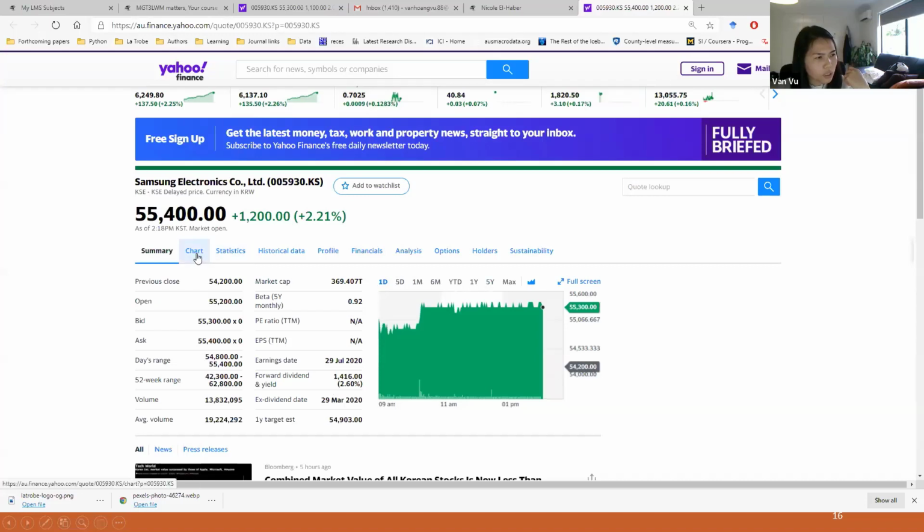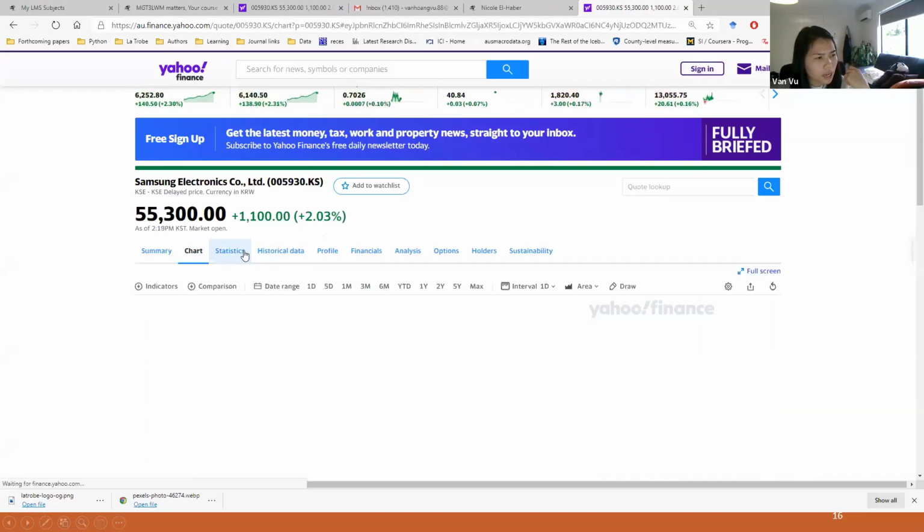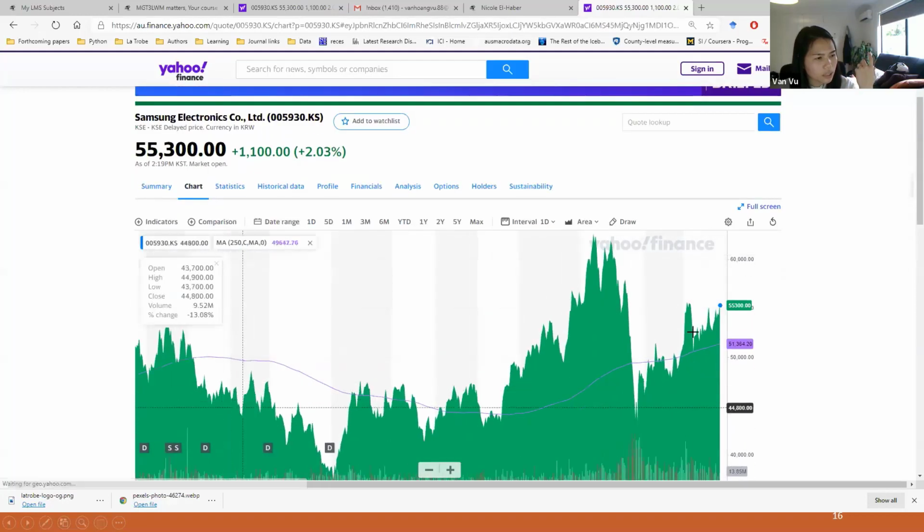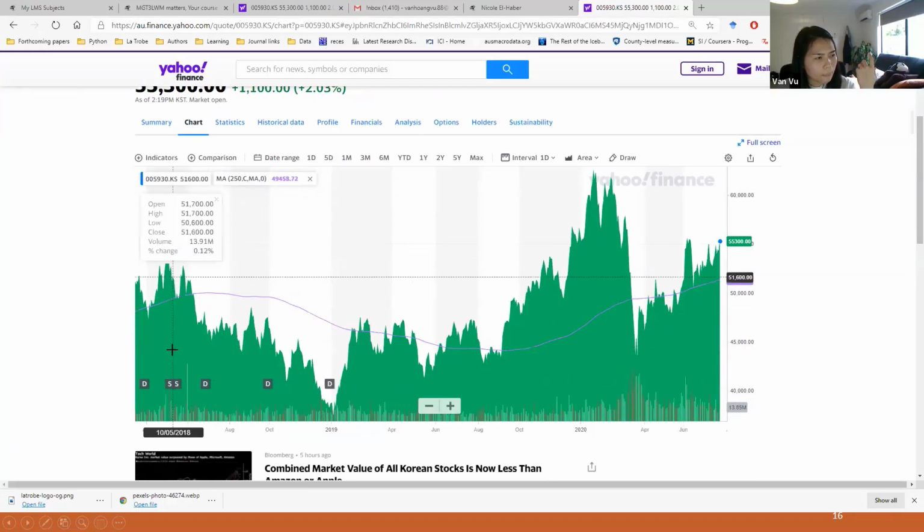If I want to know a little bit more, I can go to different tabs. I can go to the charts. So here I've got the daily prices for a 1 year period and I will compare it with a moving average, right? The purple line here is when I plot the moving average against the current stock price, okay?